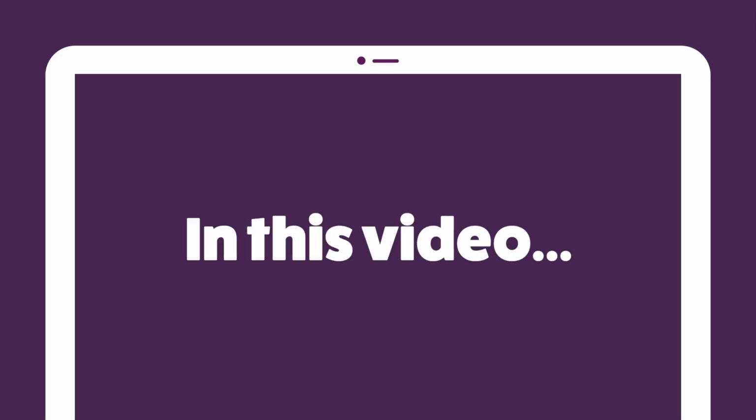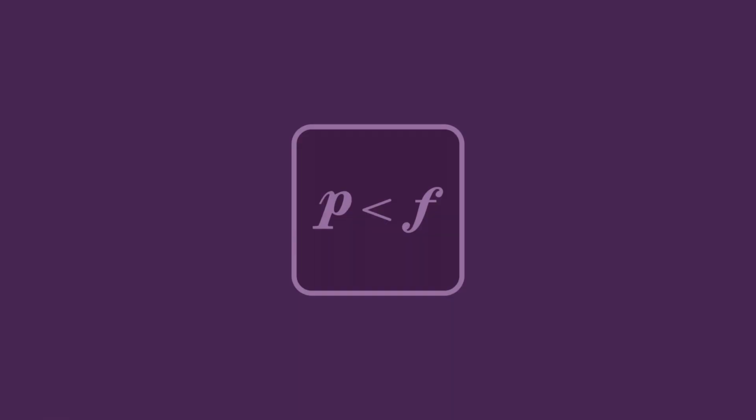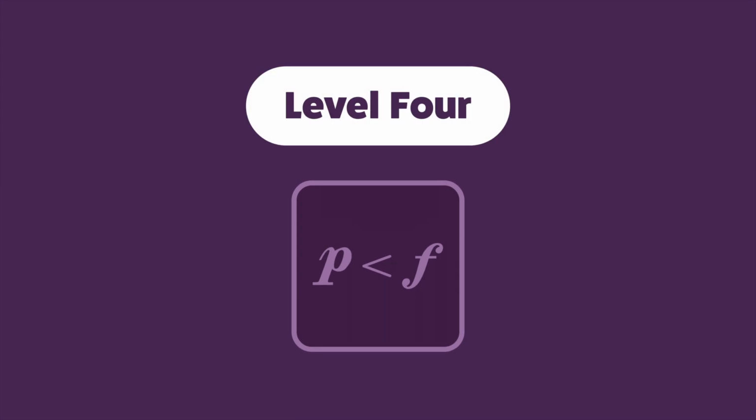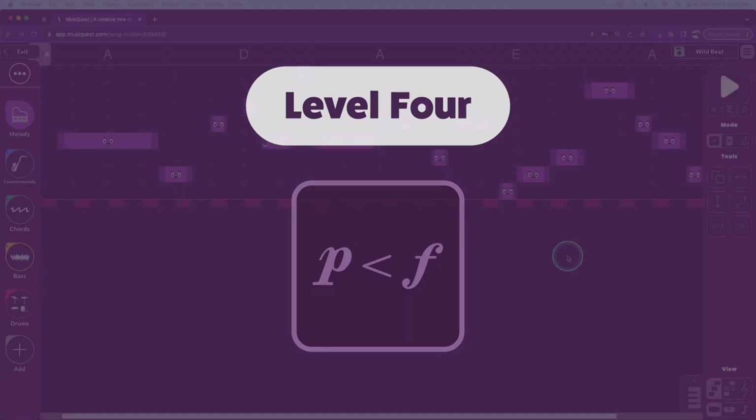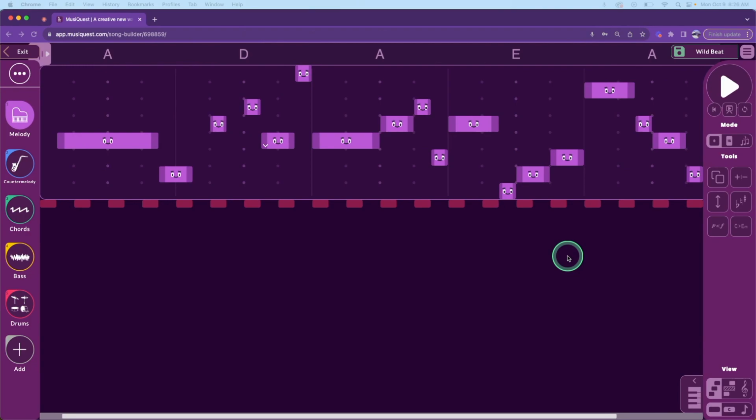In this video, we will go over the Dynamics tool, which becomes available in Level 4 of Song Builder. To add dynamics to your composition, click on the Dynamics tool in the right-hand toolbar.